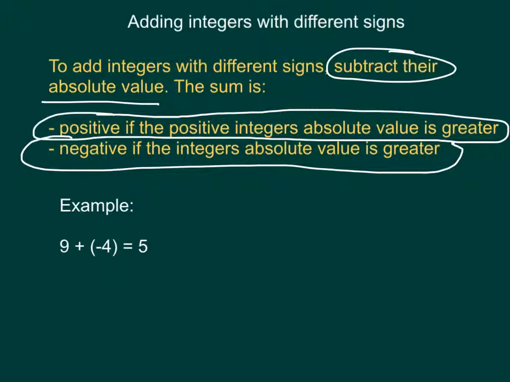So look at the example below of 9 plus -4 is 5. So we subtract their absolute values, so 9 minus 4, which gets us 5. And now we go to the rule of which one's greater. Is the positive integer greater or the negative integer greater? And so we can look here and see that we had a +9 and a -4. 9 is greater than 4, so our answer is positive.